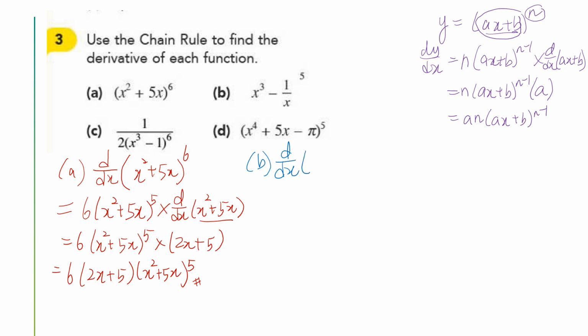Alright, so let's simplify. You see that this one here is 1 over x to the power of 5. So we need to convert it into a negative index. That will give us x to the power of negative 5. Hang on, if this is the case, we don't need the chain rule here. Maybe there's something wrong with the question. Okay, so there's some error. We'll see that there should be a bracket here.